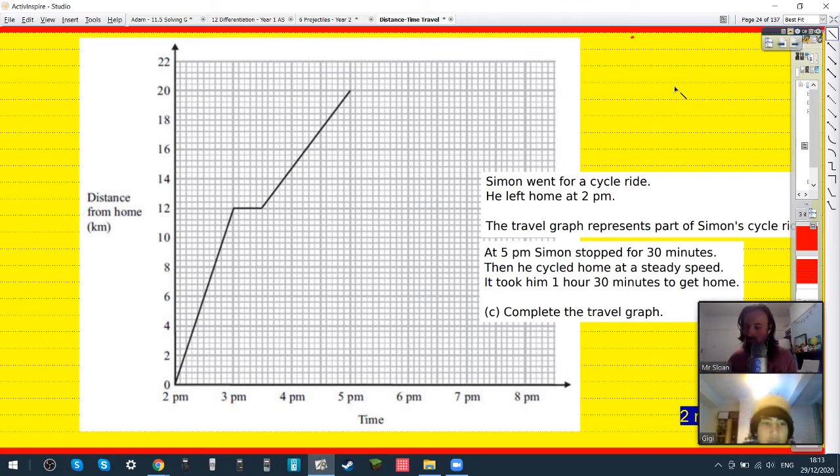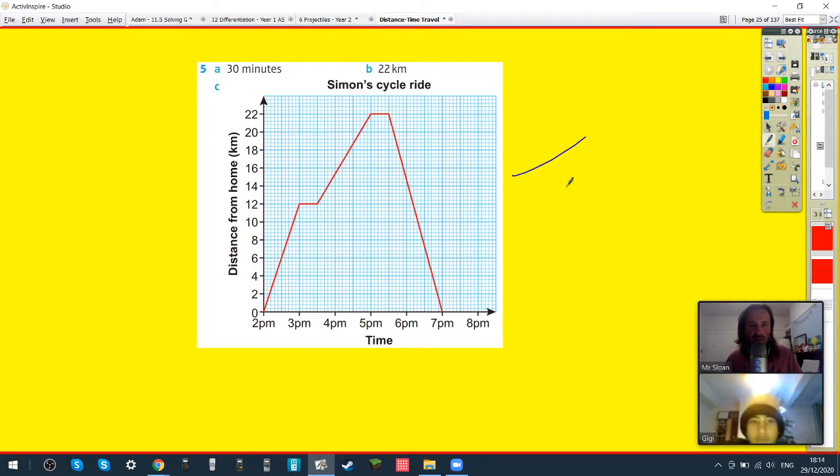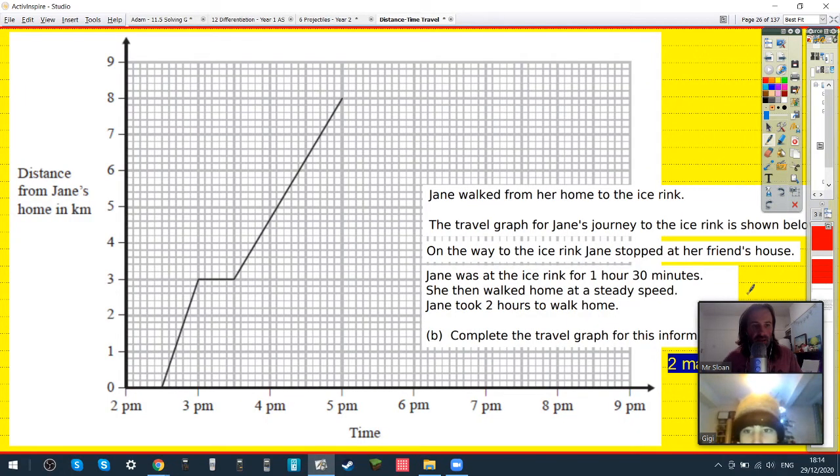So how would I complete the travel graph? At 5 p.m., Simon stopped for 30 minutes. So we'll go in a straight line from 5 until 5:30. Looks like it's there. And then a straight line from 5:30 to 7. Hold on. That's it. And that's what it should look like. And it does. 7 p.m. Half an hour. Okay. How about this?